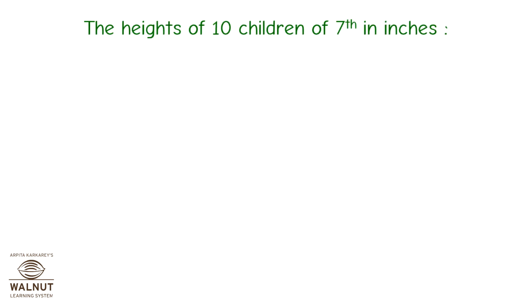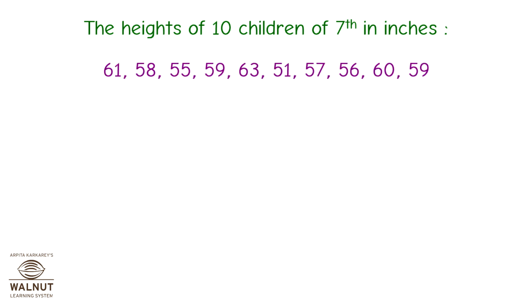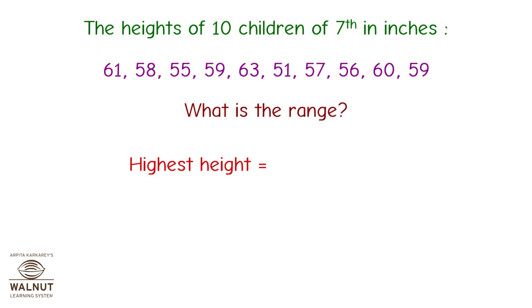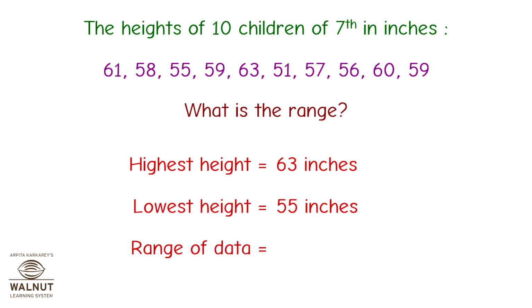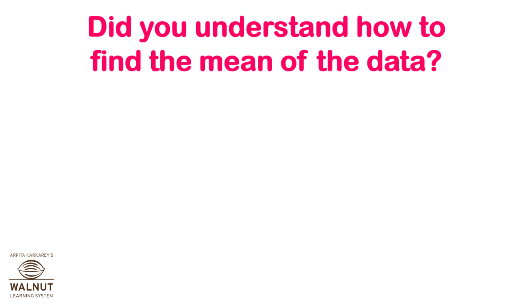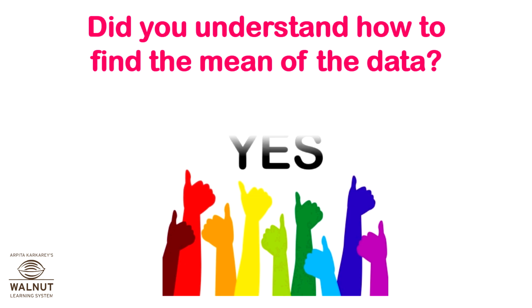The heights of 10 children of 7th in inches: 61, 58, 55, 59, 63, 51, 57, 56, 60, 59. What is the range? Highest height 63 inches, lowest height 55 inches. Range of data is equal to 63 minus 55 is equal to 8 inches. Did you understand how to find the mean of the data? Yes.